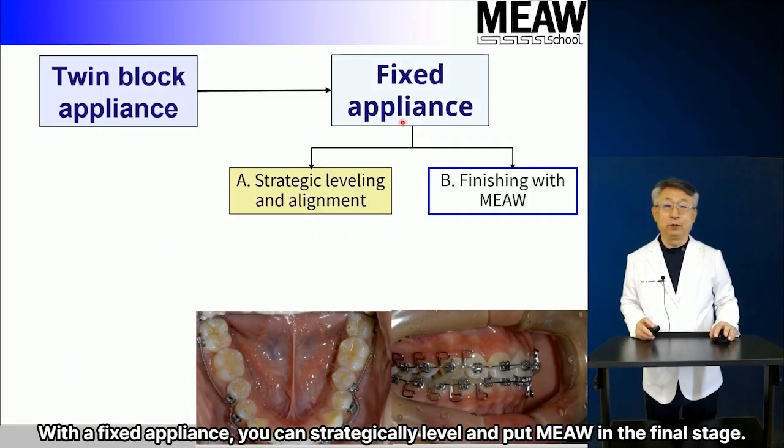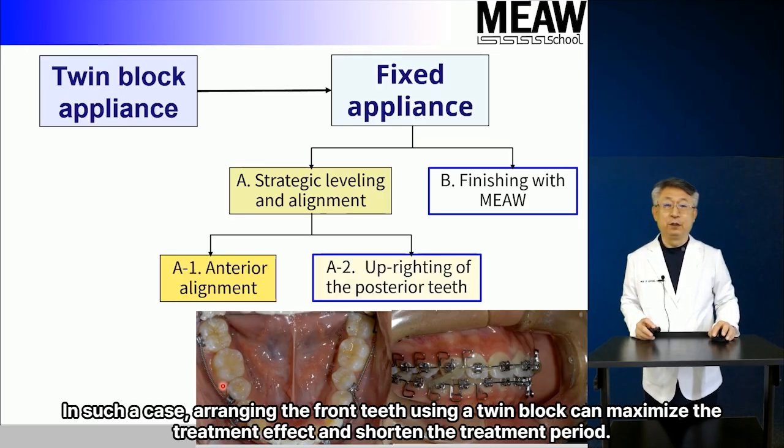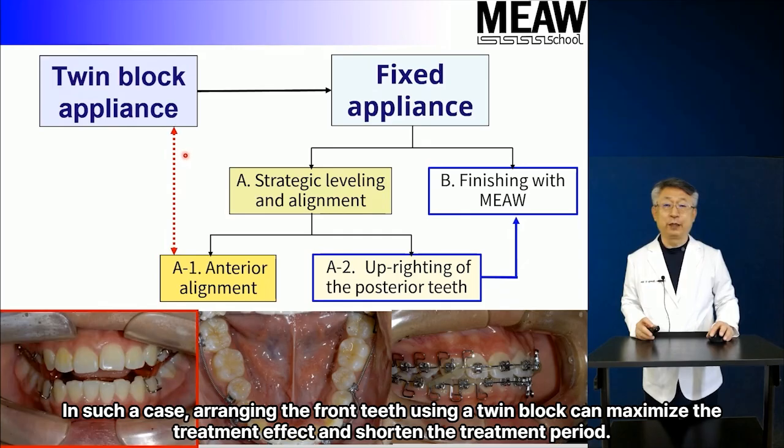With a fixed appliance, you can strategically level and put Mio in the final stage. Strategic leveling is to use an open coil spring in tooth number 6 area after arranging the front part. In such a case, arranging the front teeth using a twin block can maximize the treatment effect and shorten the treatment period.